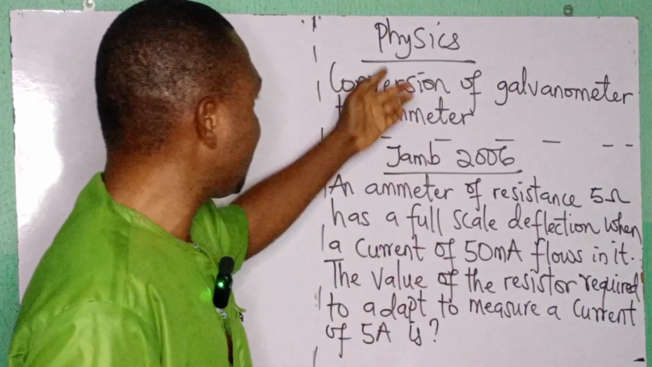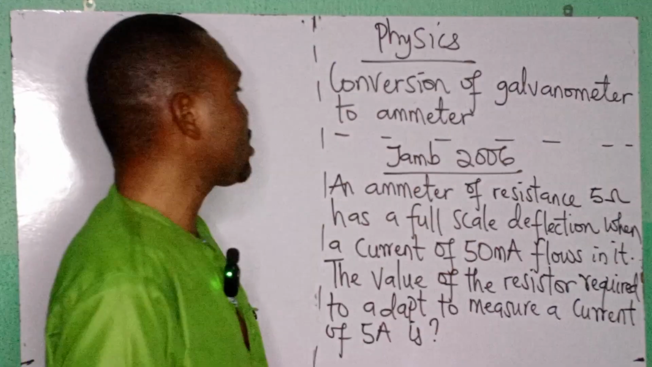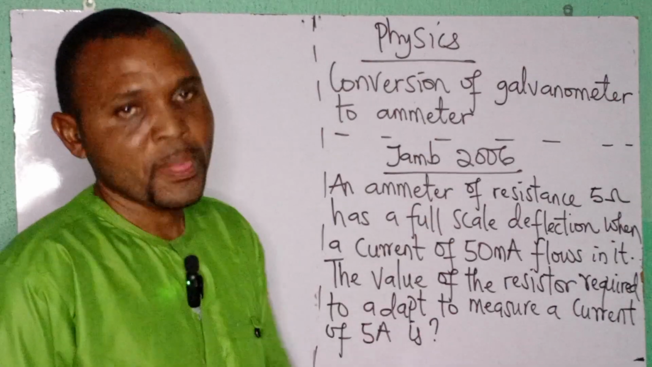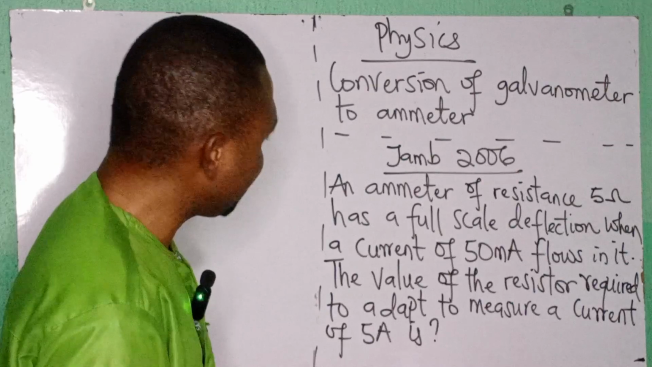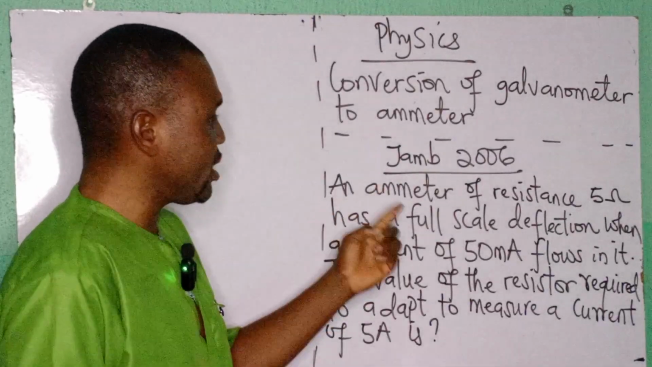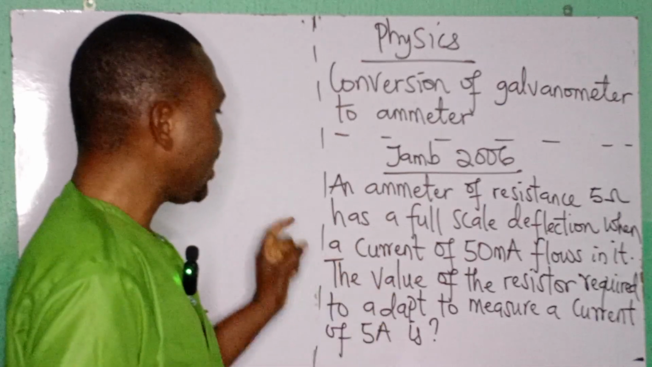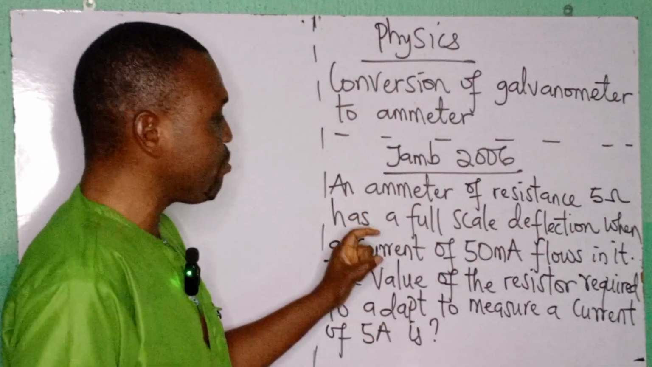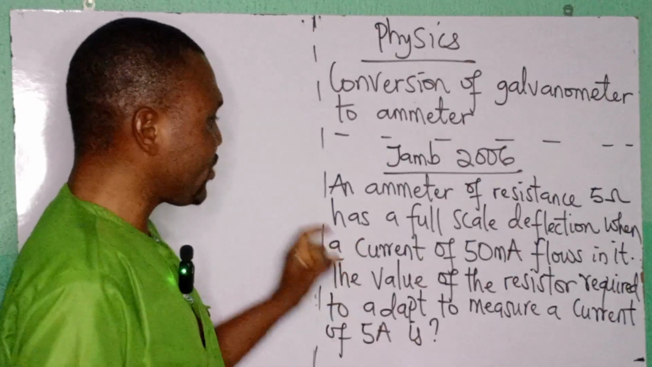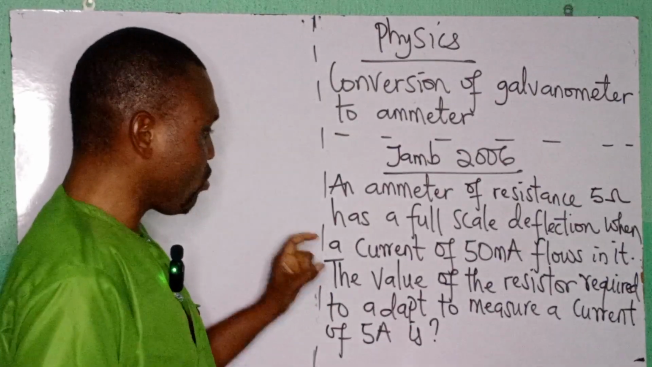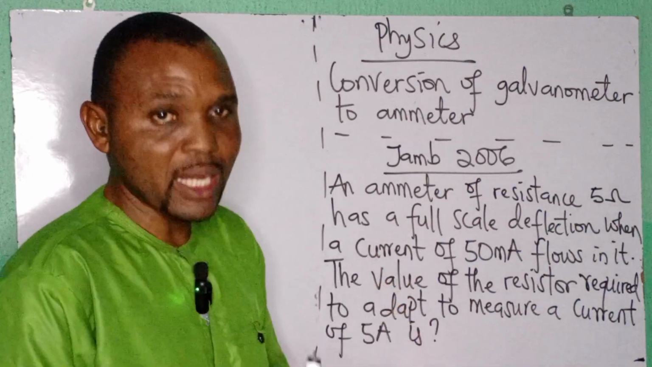Today we shall be looking at physics. The topic here is conversion of galvanometer to ammeter. Now there's a question on the board, JAM 2006. It reads: an ammeter of resistance 5 ohm has a full-scale deflection when a current of 50 milliampere flows in it. The value of the resistor required to adapt it to measure a current of 5 ampere is the question.